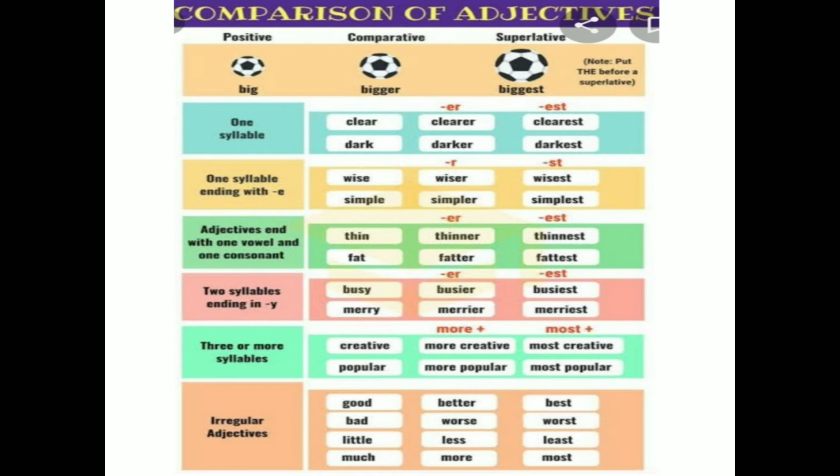In one-syllable words, we can understand more clearly. In positive degree, clear; comparative degree, clearer; superlative degree, clearest. And again, positive degree, dark; comparative degree, darker; superlative degree, darkest. The next example, a one-syllable word ending with E: positive degree, wise; comparative degree, wiser; superlative, wisest. And another example: positive degree, simple; comparative degree, simpler; superlative, simplest. This is called degree of comparison. The basic difference has been given here.